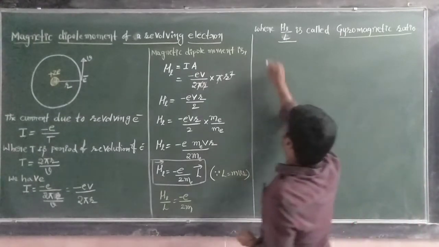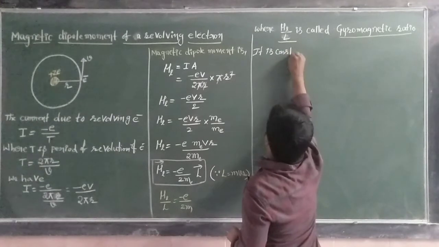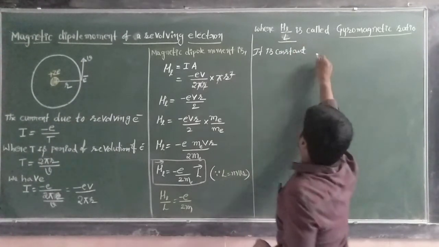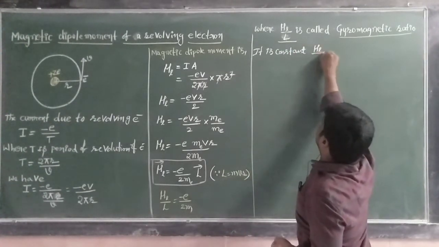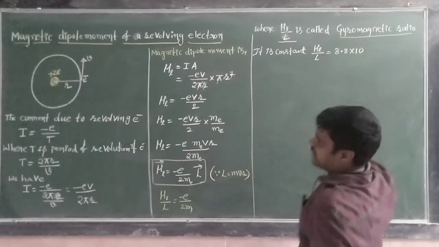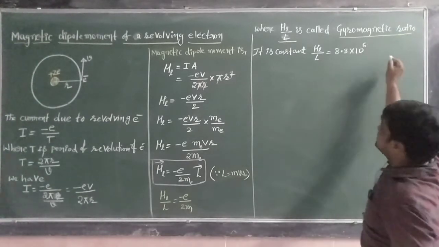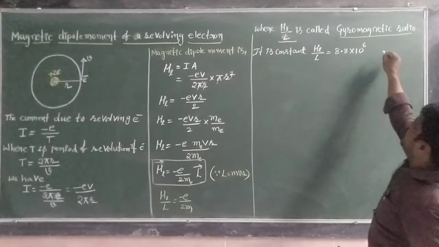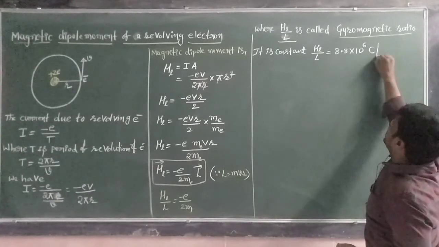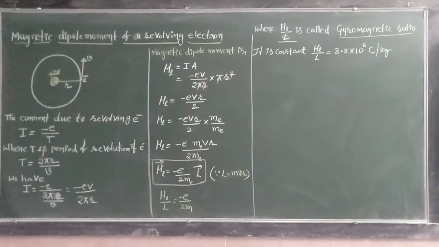Now it is constant. The gyromagnetic ratio value is constant. What is the value of mu L divided by L? It is nothing but 8.8 into 10 power 6 coulomb per kg. This is the gyromagnetic ratio. Now this one we have to discuss in this topic.